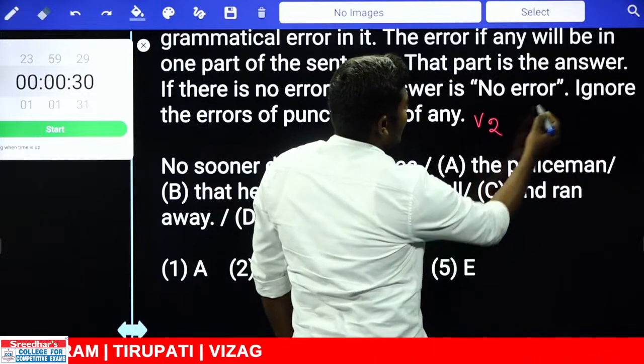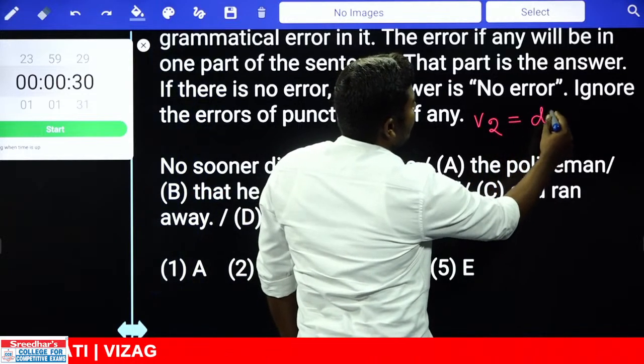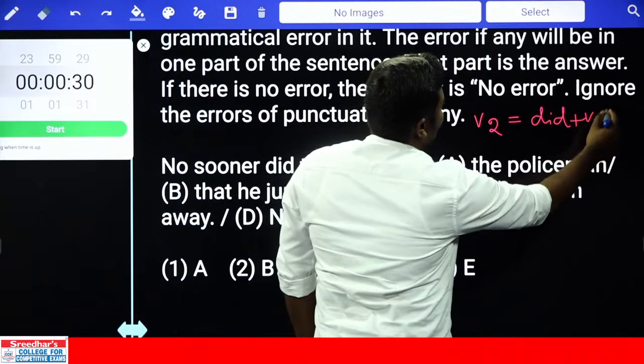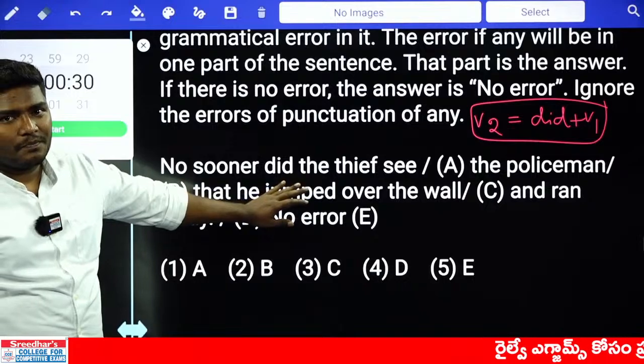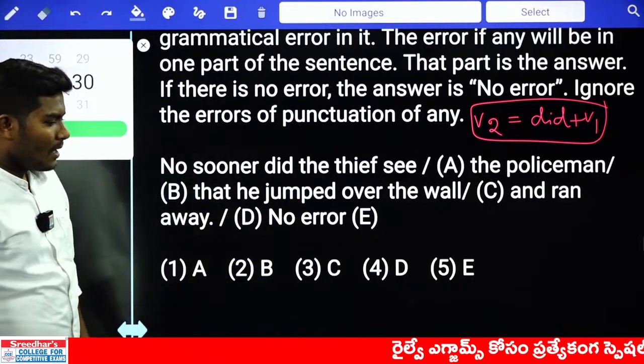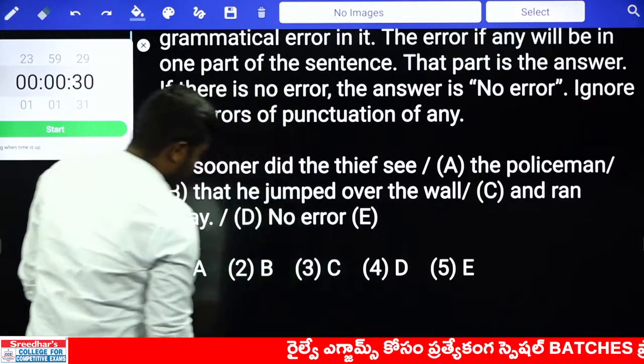V2 వచ్చింది అని అంటే there is a possibility of did plus V1. did plus V1 మనం గుర్తుంటే ఆ క్వశ్చన్ దీంట్లోకి చేంజ్ చేయొచ్చు. ఓకేనా, ఈ విధంగా క్వశ్చన్ ఇస్తారు. రైట్, లెట్ us go for the next one.